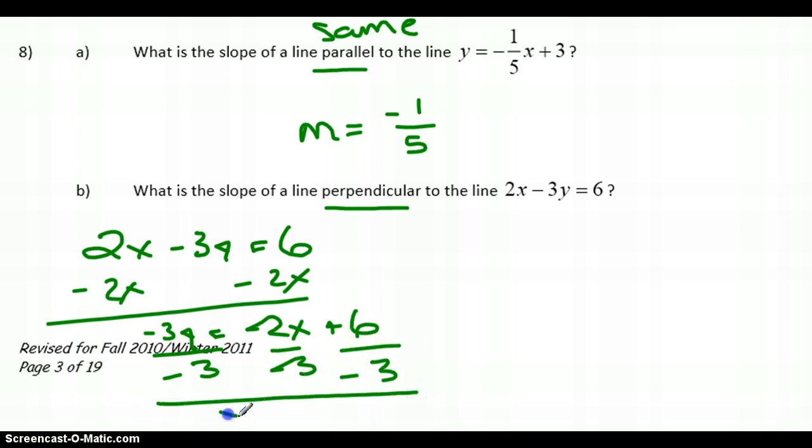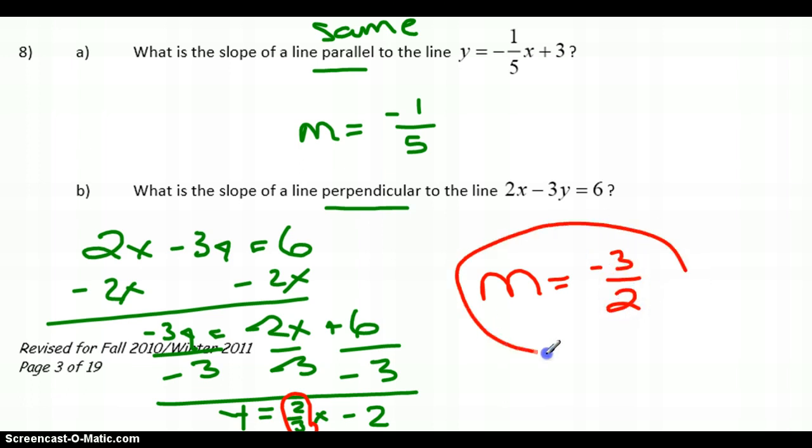Okay, so that gives me y equals 2 negatives, so it's positive 2/3 x minus 2. Okay, so the slope of this line is 2/3. So if I was parallel, I would still say 2/3. But I need the slope of a perpendicular line. So it's opposite, which means that that one's positive, my opposite's negative. Reciprocals. So the reciprocal of 2/3 is 3/2. So that's going to be the slope of a perpendicular line to this one right here.